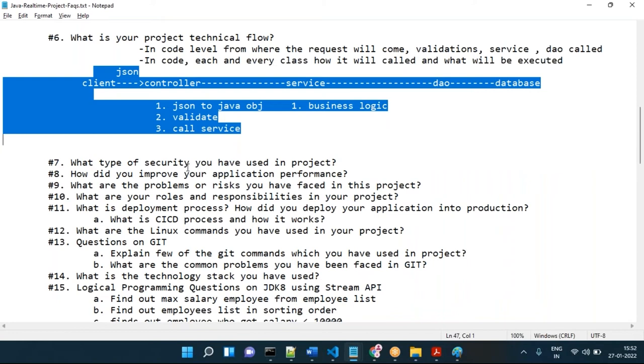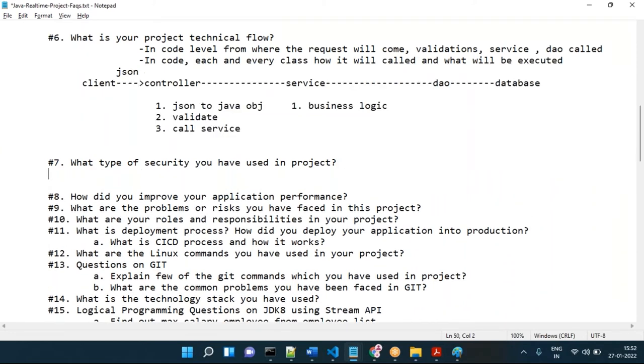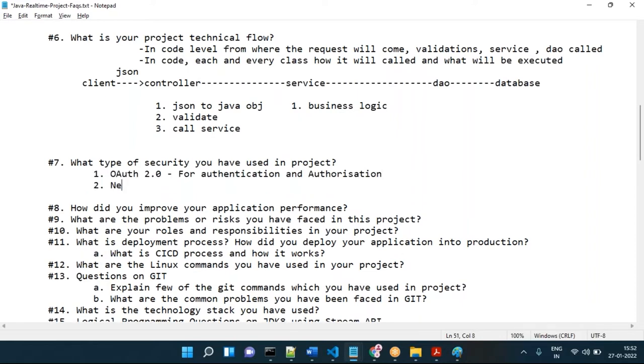Next one: what type of security have you used in your project? Hey, we are using OAuth 2.0 in our project for authentication and authorization. These days OAuth 2.0 is common; we are using OAuth 2.0 for application level security, for authentication and authorization. After that, if they still ask, yes, we have used network level security with SSL. Most of our applications use SSL. We have used it for network level security.